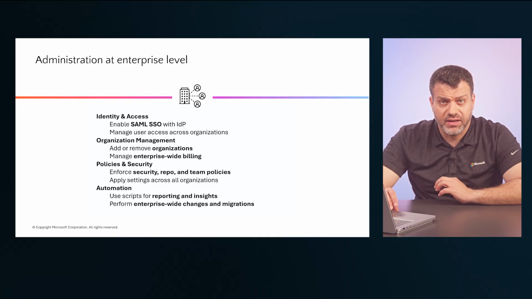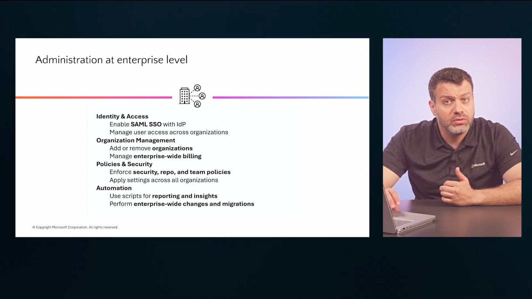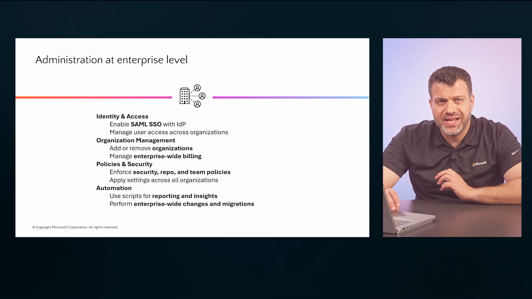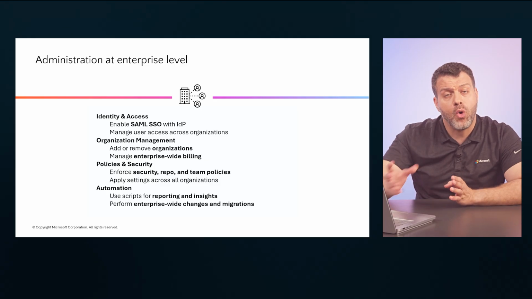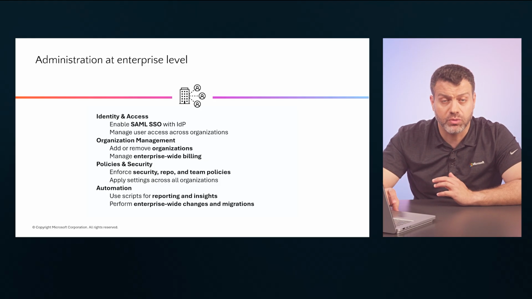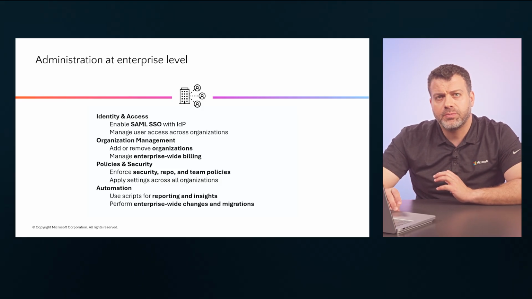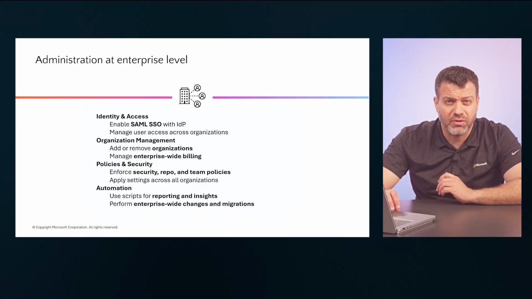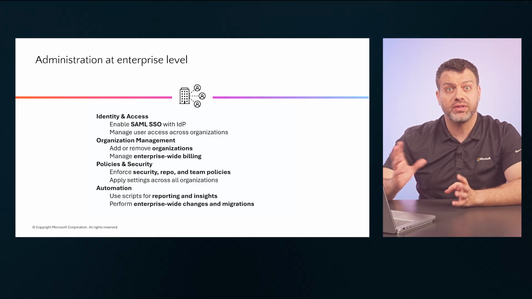Administration at the enterprise level includes multiple different layers, multiple different products that you're going to manage. So at the enterprise level, you have central control access across all the organizations. So you might enable SAML SSO, single sign-on. You can connect the enterprise identity to GitHub for secure access. Now the users will be able to sign in, and all their sign-in requests are going to be redirected through their identity provider. Enterprise owners also manage the organizations themselves. So maybe adding, removing, or handling billing centrally for all the different organizations.